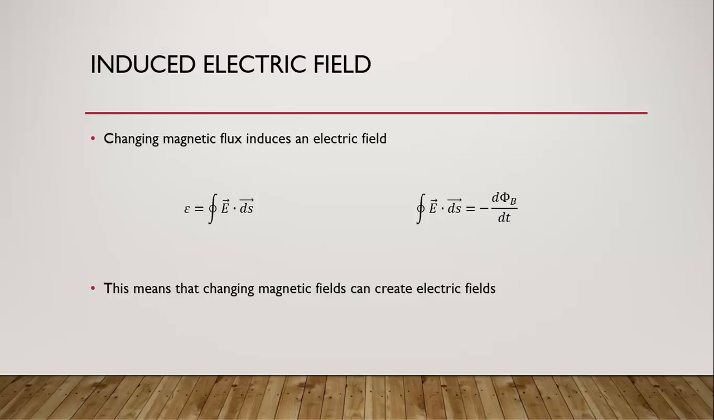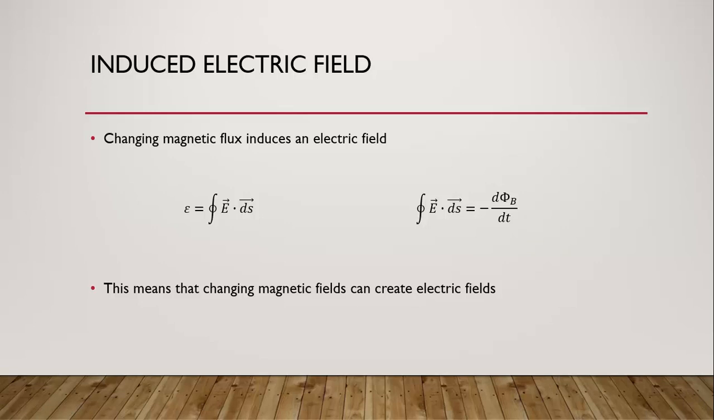Now, the other thing to point out is that changing the magnetic flux, if it induces an EMF or a voltage, it must also be inducing an electric field because, remember that if you take electric field dot ds, or electric field integrated over distance, you get voltage. What this means is that this value, electric field dot ds, is actually equal to negative the rate of change of magnetic flux. What this means is a changing magnetic field induces an electric field.